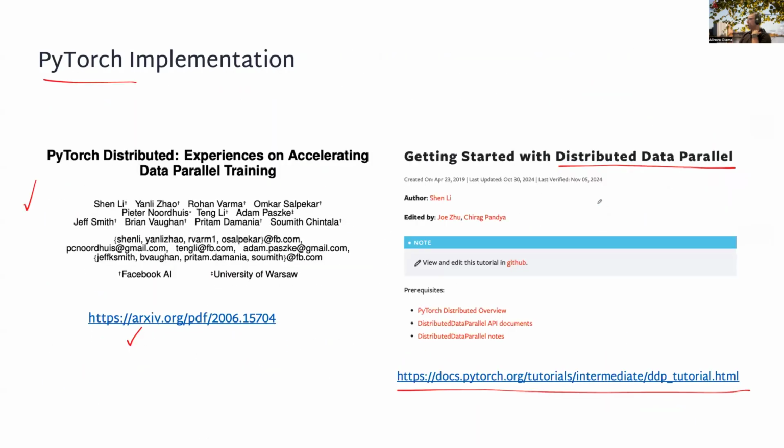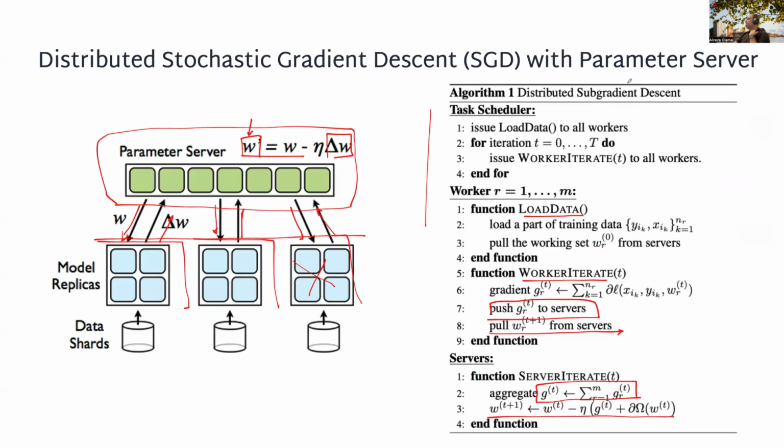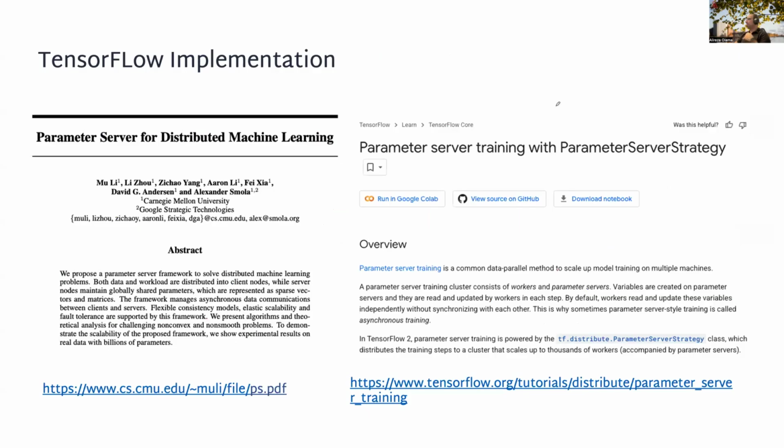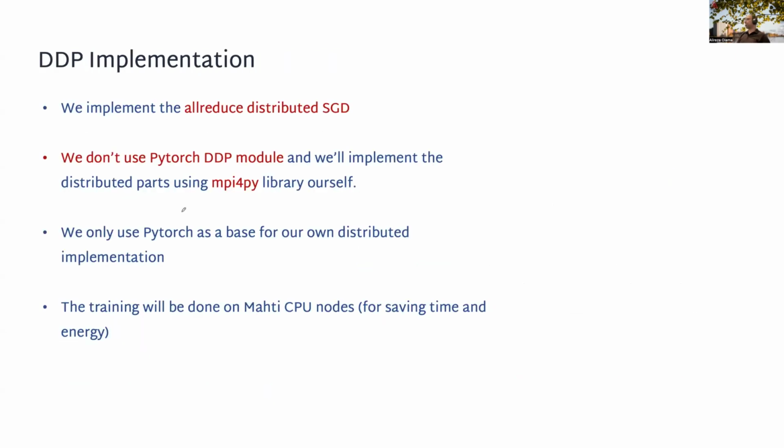Okay. So the parameter server is implemented in TensorFlow. You can see the TensorFlow documentation here. And then on the left, you can see the seminal paper that they published, right? So if you are interested, you can read this paper. It provides very good information on how these distributed data parallel algorithms are basically implemented. Okay.